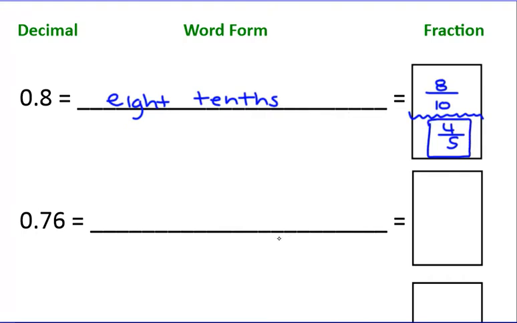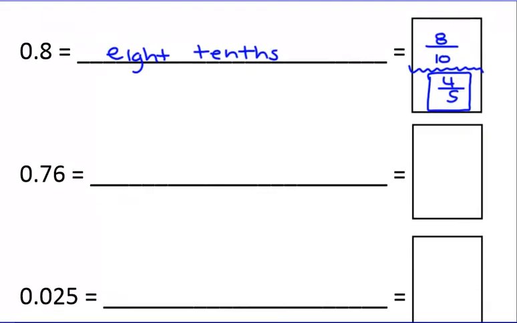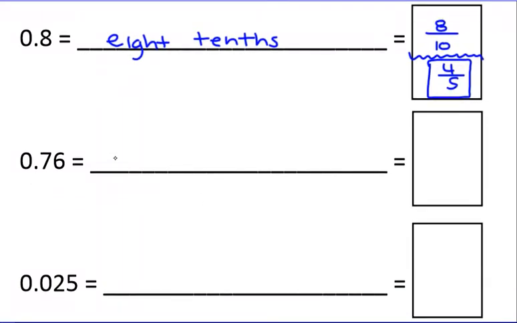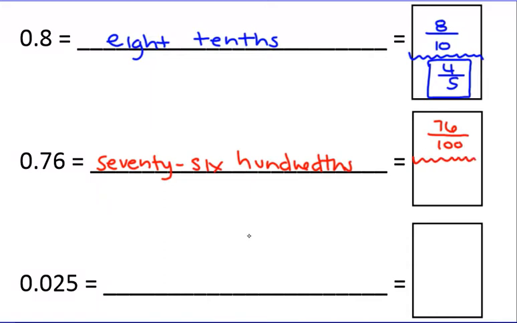All right, let's try the next one. Here we have 0.76, but how do you say it properly in word form? Well, you would say 76 hundredths. So then how do you write that? Well, 76/100ths would be 76/100. Can that be simplified? Yes, absolutely.